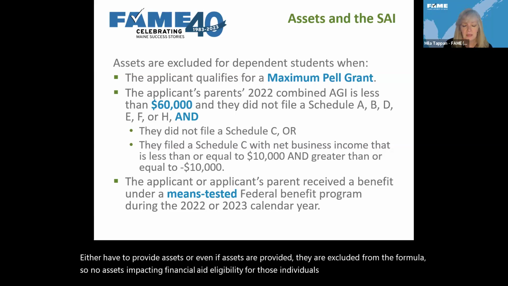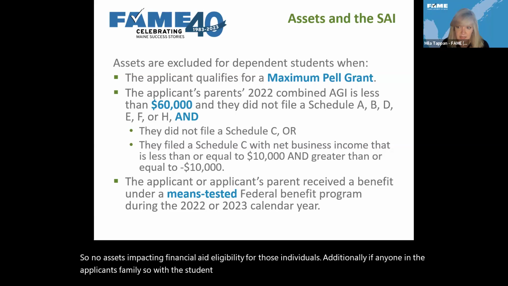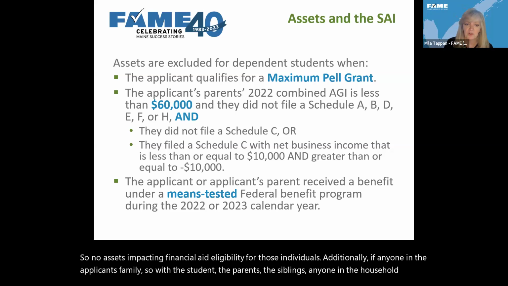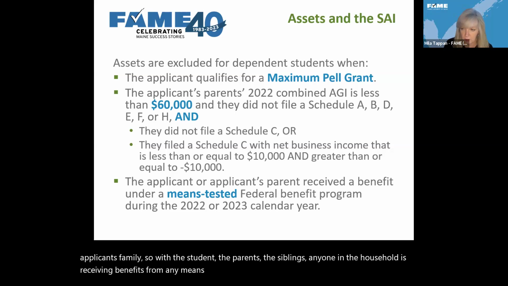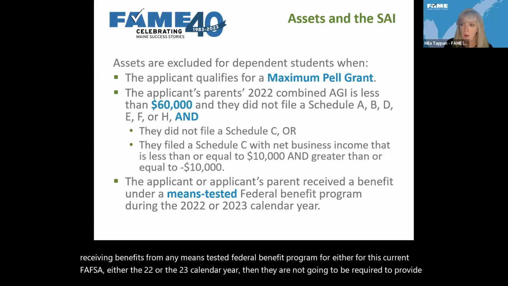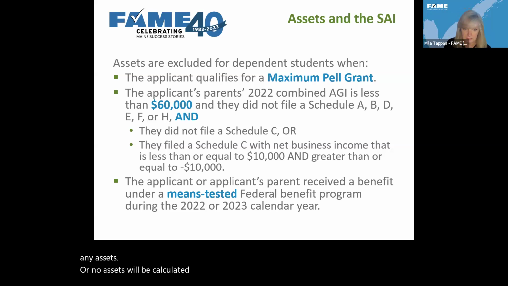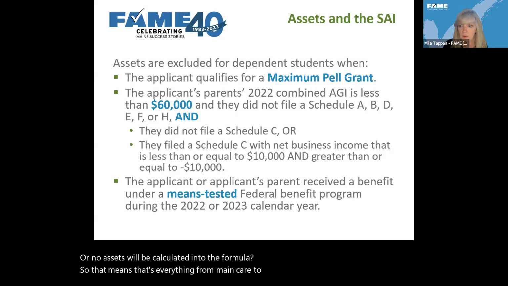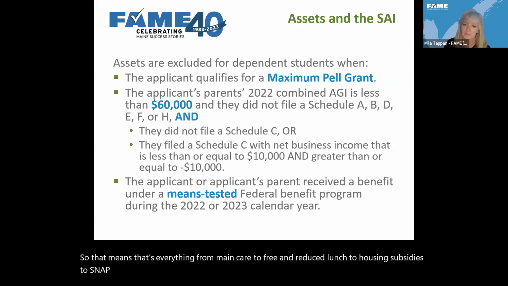Additionally, if anyone in the applicant's family, so the student, the parents, the siblings, anyone in the household, is receiving benefits from any means-tested federal benefit program for this current FAFSA, either the 22 or the 23 calendar year, then they are not going to be required to provide any assets, or no assets will be calculated into the formula. So that's everything from MaineCare to free and reduced lunch to housing subsidies to SNAP, TANF, WIC, all of those sorts of programs. And again, it's anyone in that family.